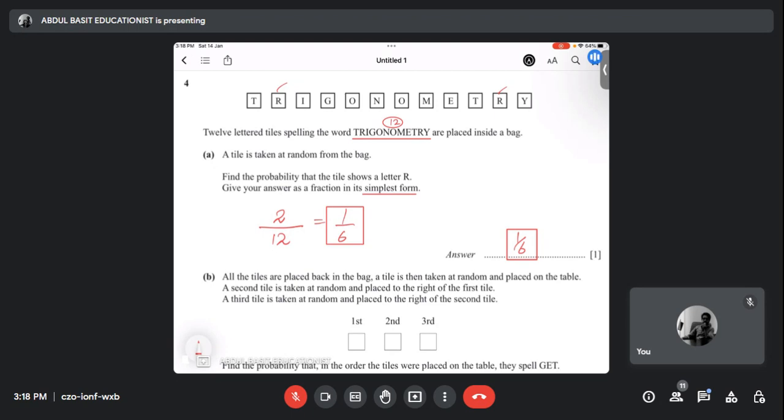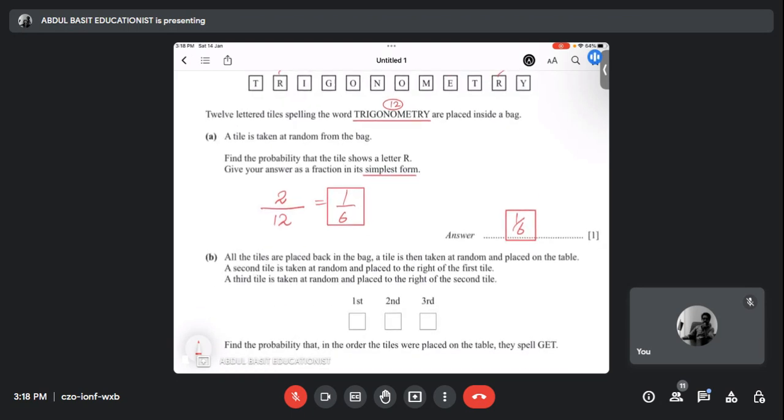Yes, sir. Okay, all the tiles are placed back in the bag. A tile is then taken at random and placed on the table. Okay, a second tile is taken at random and placed to the right of the first tile. A third tile is taken at random and placed to the right of the second tile.